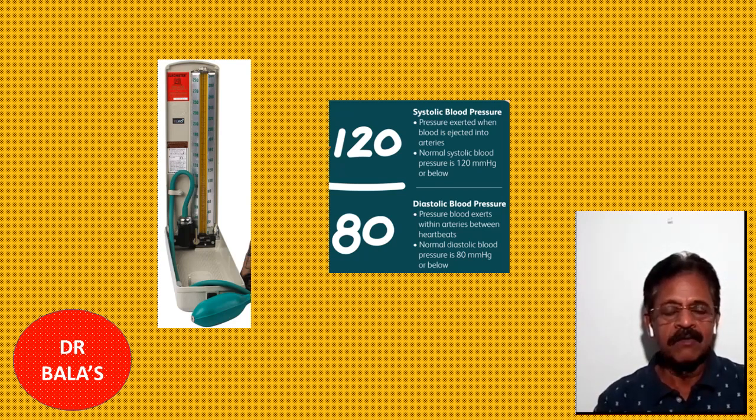If the blood pressure is very high, what happens? The extra pressure exerted on the organs, on the cells, will prevent the organs from functioning normally. They will produce a lot of changes in the blood vessels. Because of these changes in the blood vessels, the function of the organ will be affected. So extra pressure is also not good. Low pressure is also not good.